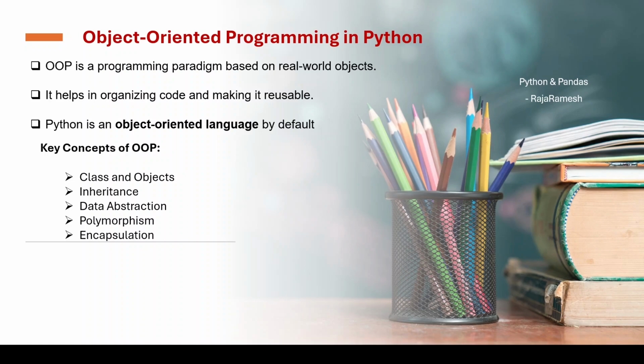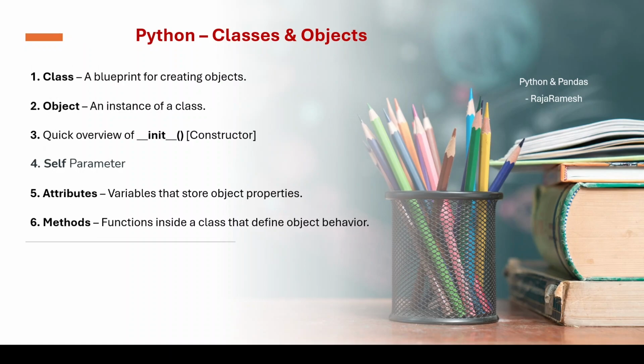If we talk about the key concepts we have in OOPS, one is classes and objects, and we have inheritance, data abstraction, polymorphism, and encapsulation. We will discuss all these, but in this video, let us start with the key concept called classes and objects. Simply speaking, a class is a blueprint for creating objects, and we refer to an object as an instance of a class. We will discuss the constructor or init method, the self parameter, and attributes and methods.